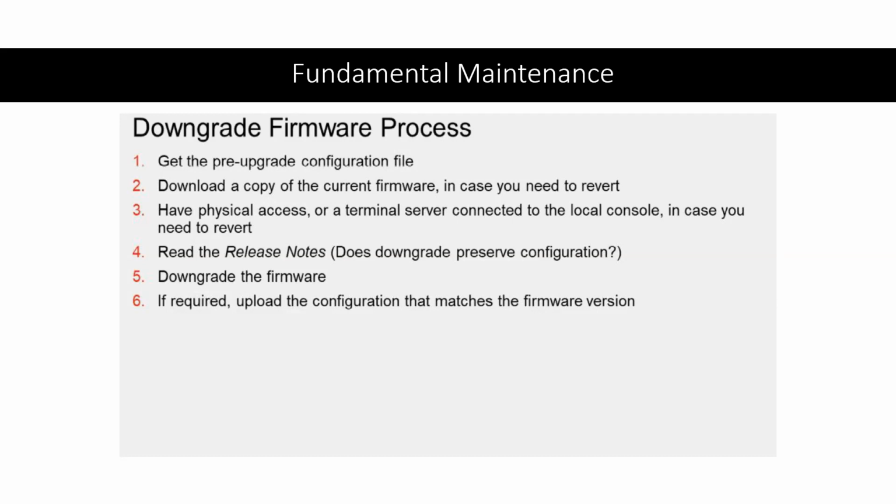So there's a couple of things that you need to do for the downgrade process. Step one, get the pre-upgrade configuration file. Step two, download a copy of the current firmware in case you need to revert, all right? Have physical access. Let me say that again. Have physical access to the console port, okay? Any upgrades, I suggest to everybody, please do not do it remote.